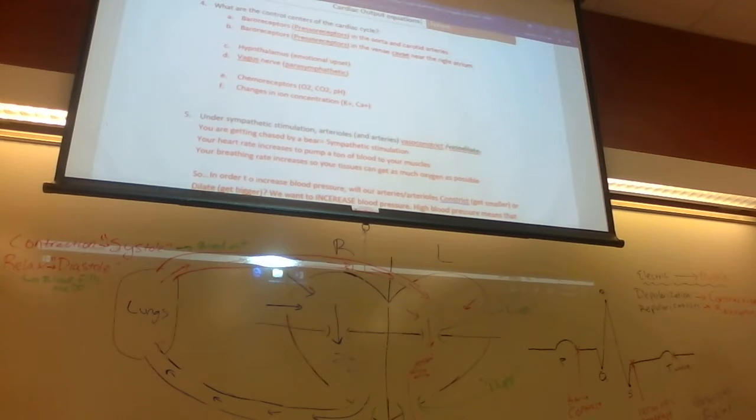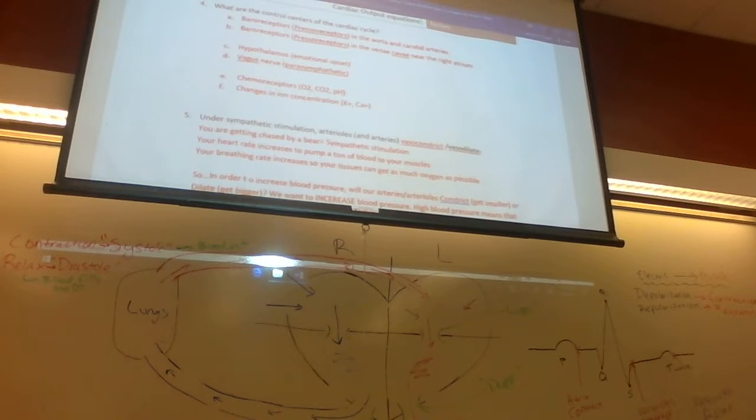Another control center is your hypothalamus, and this has to do with emotional upset. Your hypothalamus, which is also important for the endocrine system, also plays a role in your cardiac control system. If you see a question asking what structure in the brain is responsible for emotional upset, it could also be your limbic system, but your hypothalamus controls everything. So there's that.